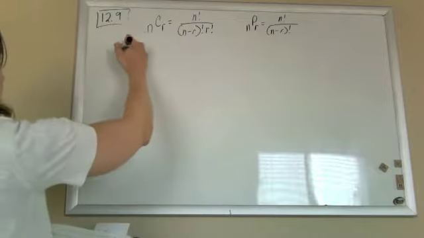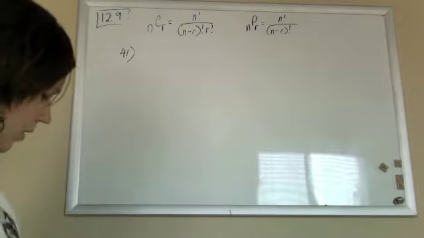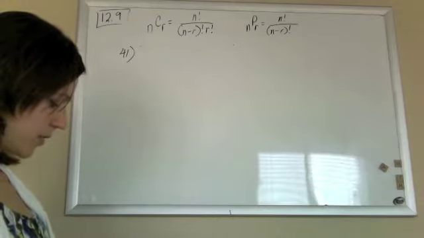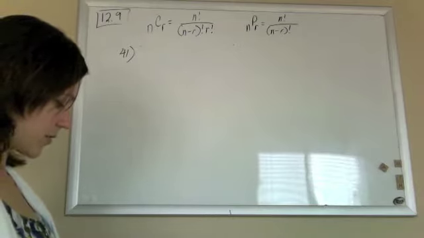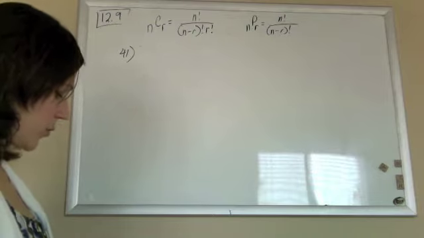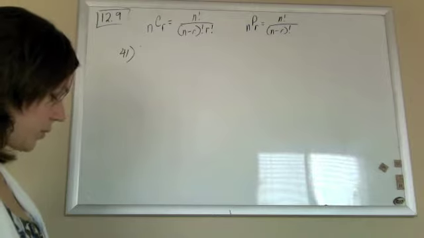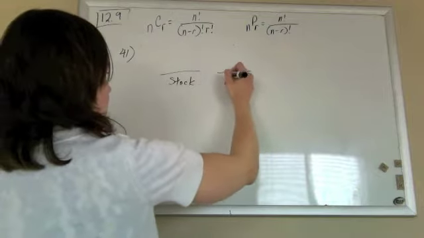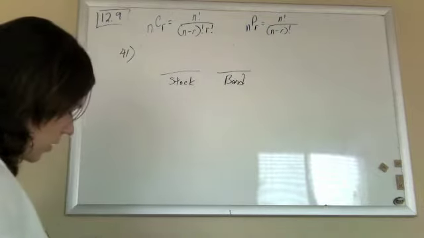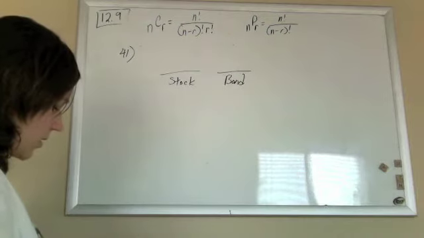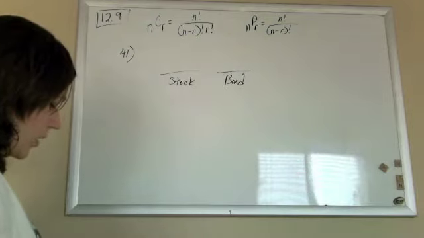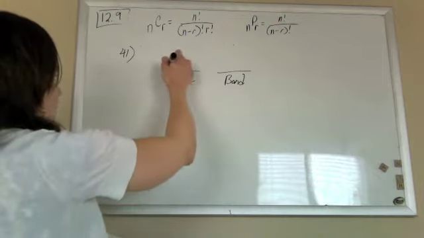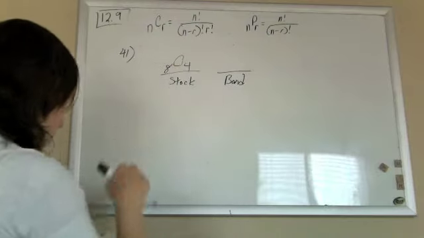So 41. Let's see. Joe wants to diversify his investments, so he wants to invest in 4 stock mutual funds and 2 bond mutual funds. So he's got stock and bond. He has 8 stock to choose from, and he wants 4 of them. So he's got 8 to choose from, and he wants to choose 4.